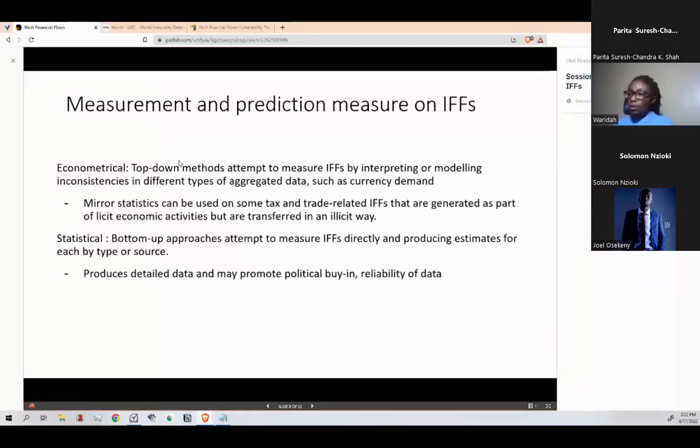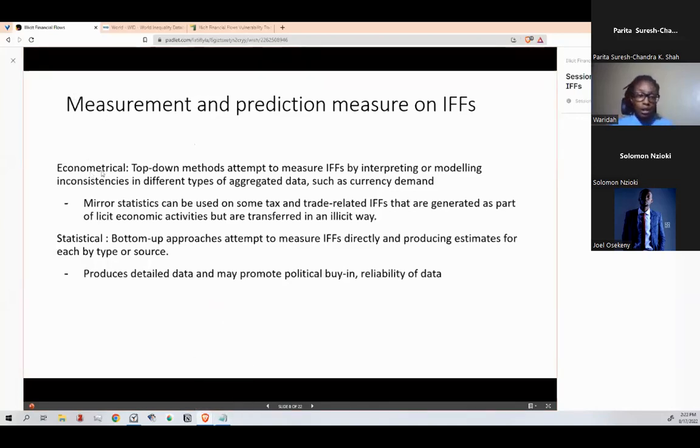Now, when we're looking at the measurement and prediction of IFFs, we've talked about the first part, which was more of what are IFFs, the definitions and classifications, and the various activities that can be done, and of course the estimates, how much are we losing to IFFs. So the second is measuring and predicting IFFs. And when we're measuring and predicting IFFs, there are two main methods that are used. And the first one is the econometrical.